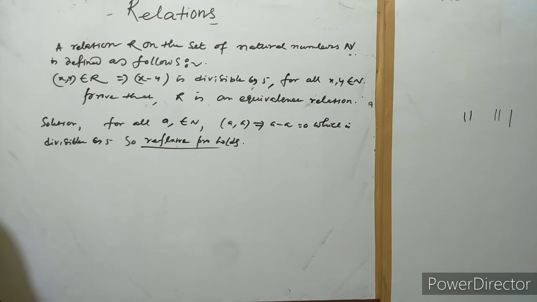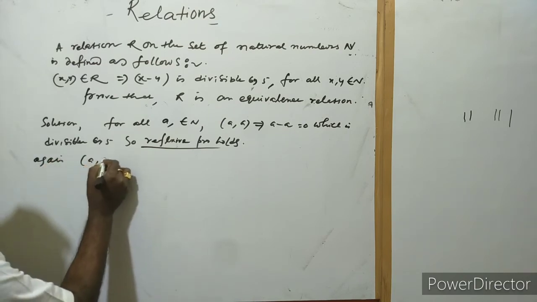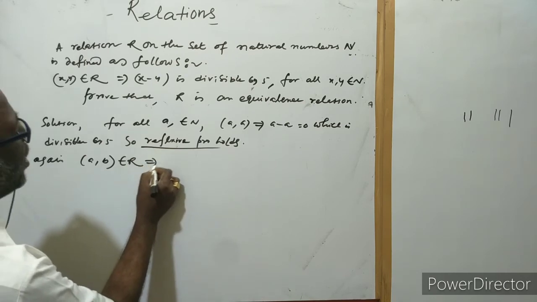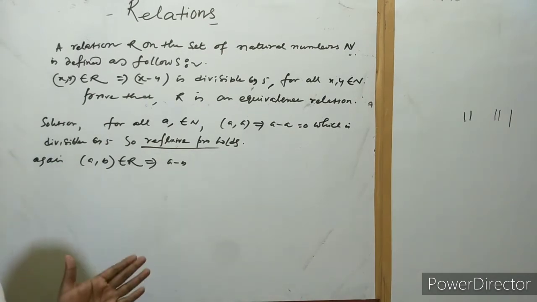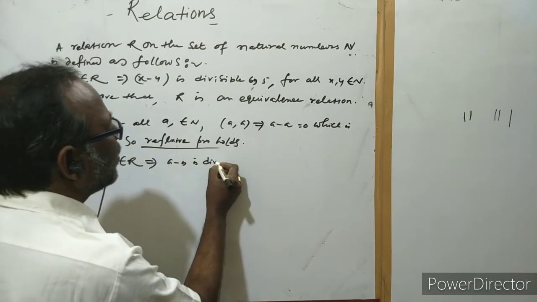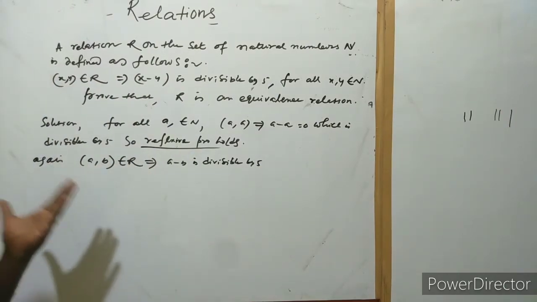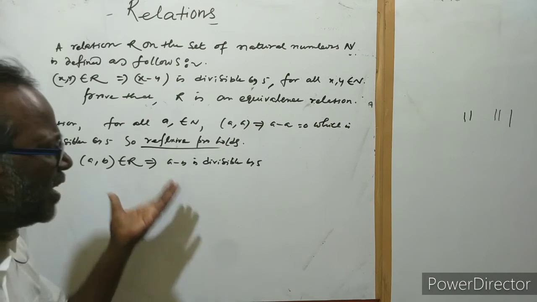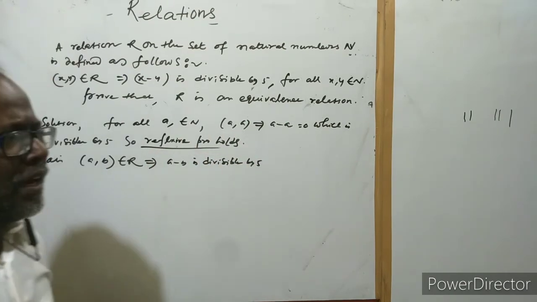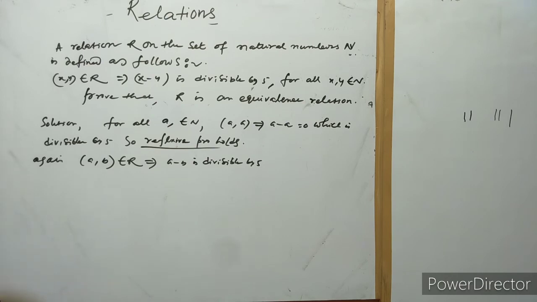Okay, so number 1, we have shown that the reflexive property holds, and number 2 we have to show the symmetric property. Again, a comma b lies on R, it is given. It means a minus b is divisible by 5, just as given. Now we have to show that b comma a is also satisfied. It means we have to show the symmetric property holds.